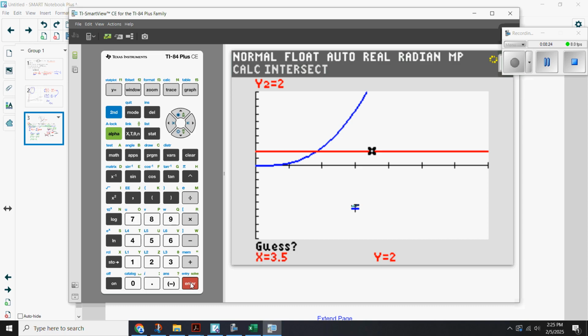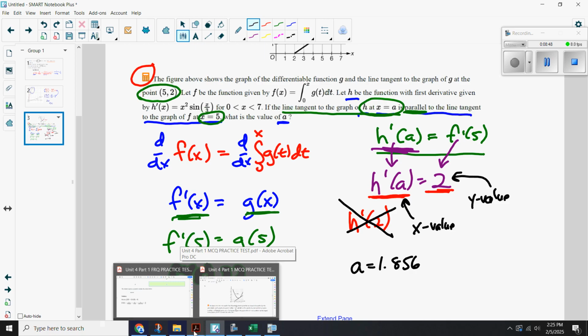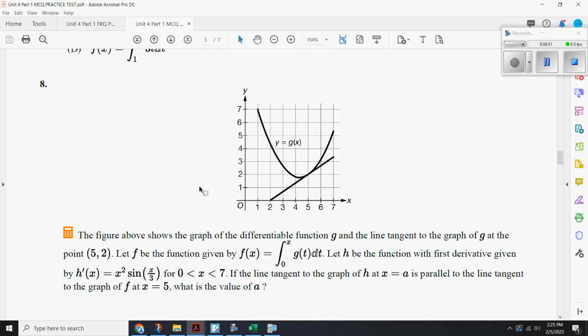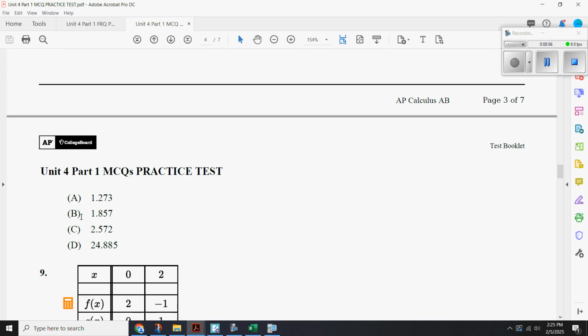And I press enter, and I find out that the x value where y equals 2 is 1.856. So I'm going to write that down over here: A equals 1.856. And I'm going to look at my options, because I didn't have enough room here. And lo and behold, B is 1.857, and that is the correct answer.